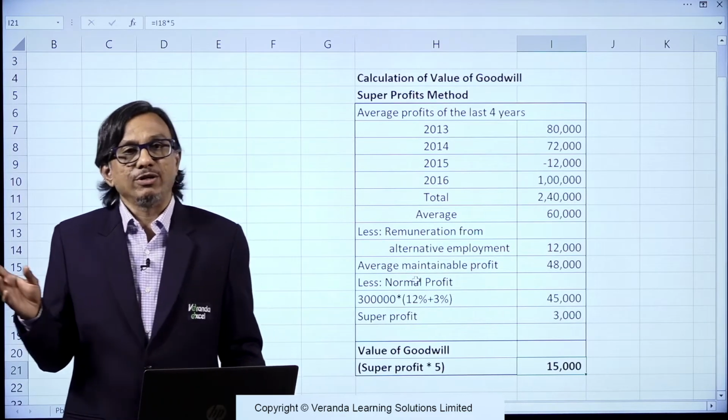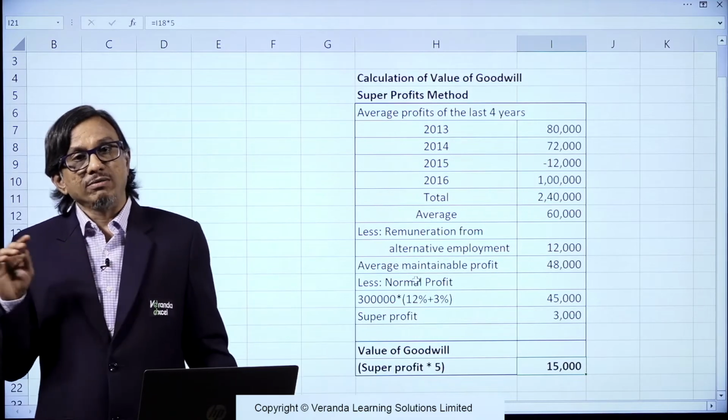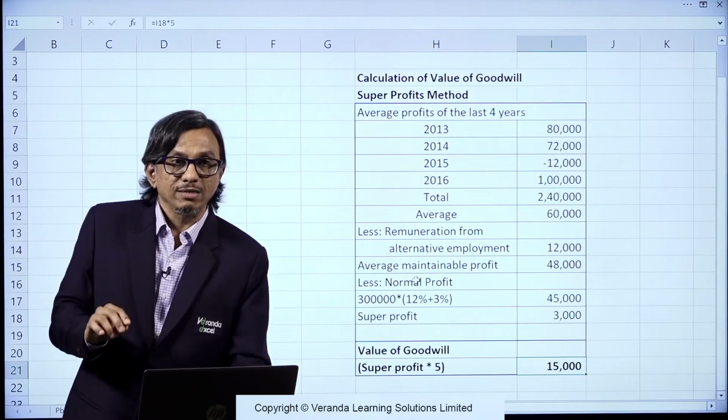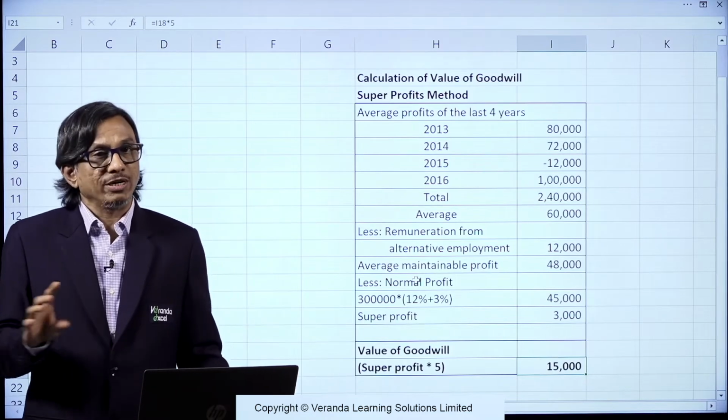If you do these 2 adjustments, then you get it right. Of course, you have to do the calculations correctly. Otherwise, it is a very simple problem. This is how you get the value of goodwill by the super profit method. Friends, very easy problem. I hope you understood.